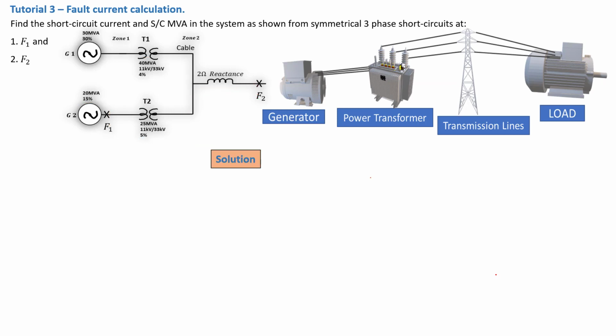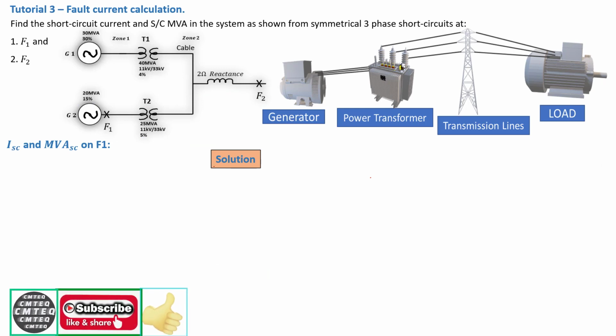Now in this part here, we're going to calculate the short circuit current and MVA from both F1 and F2. But so far we've calculated the Z per unit total, that is for the fault on F1, and we found the value of 0.095 j per unit. So that's the value we calculated there.